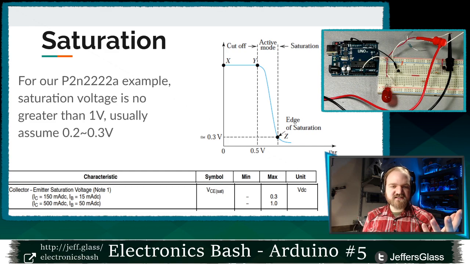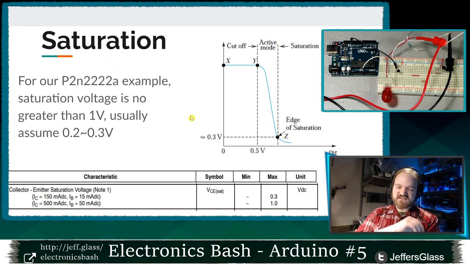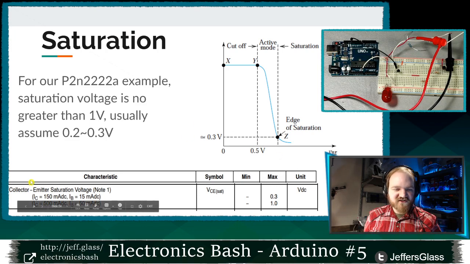For my particular transistor, the P2N2222A, and probably the ones in your kit, the 2N2222, that saturation voltage, that voltage that's across the transistor when it's as turned on as it can be, is usually no more than about 0.2 or 0.3 volts. And when I say the voltage across that transistor, right, that's voltage that we're losing in that part of the circuit, much like we lose voltage in a diode.